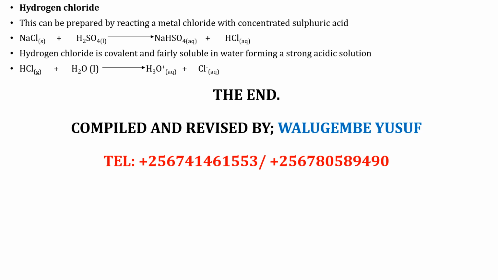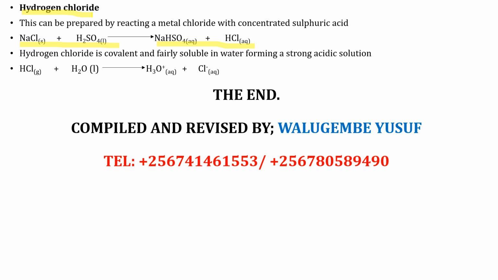Proceeding to hydrogen chloride, this can be prepared by reacting a metal chloride with concentrated sulfuric acid. As you are seeing, when you react sodium chloride with concentrated sulfuric acid, you are going to form sodium hydrogen sulfate with hydrogen chloride gas. Now, as I stated in the earlier video, if sulfuric acid is dilute, we shall form sodium sulfate. However, for concentrated sulfuric acid, we always form sodium hydrogen sulfate. So take note and be aware about that.